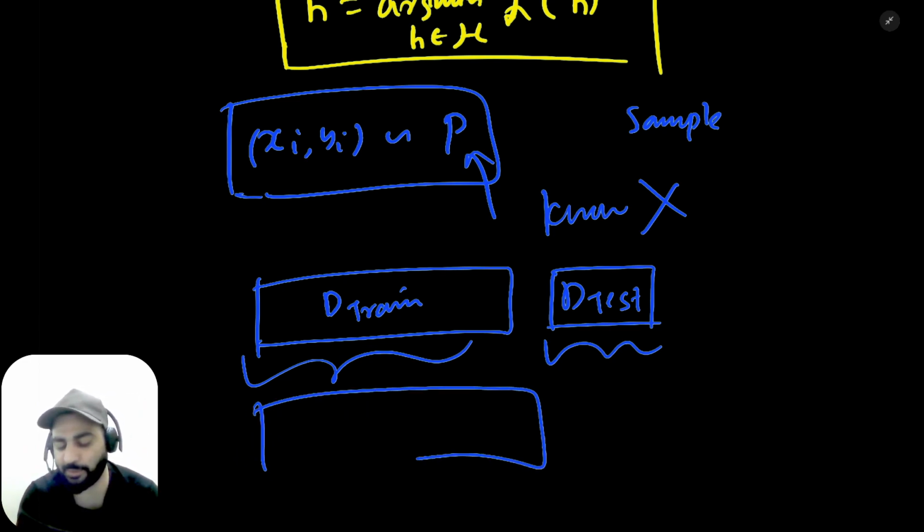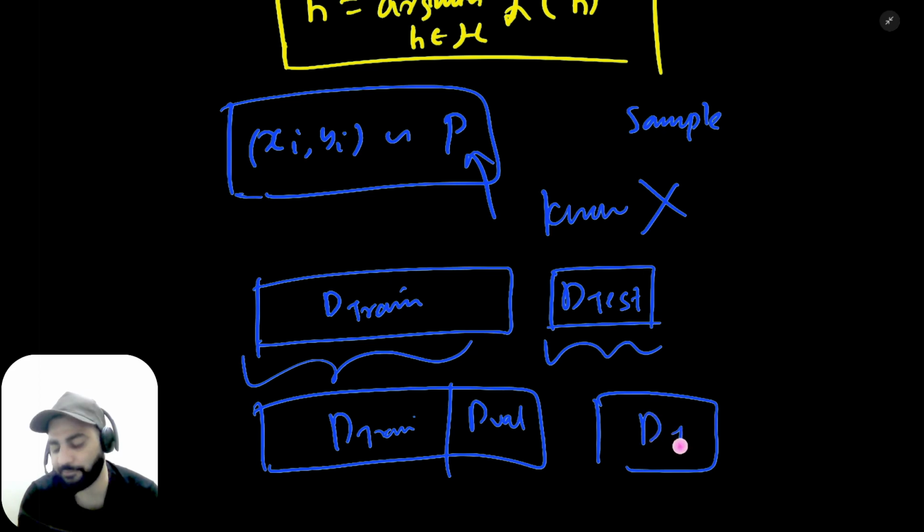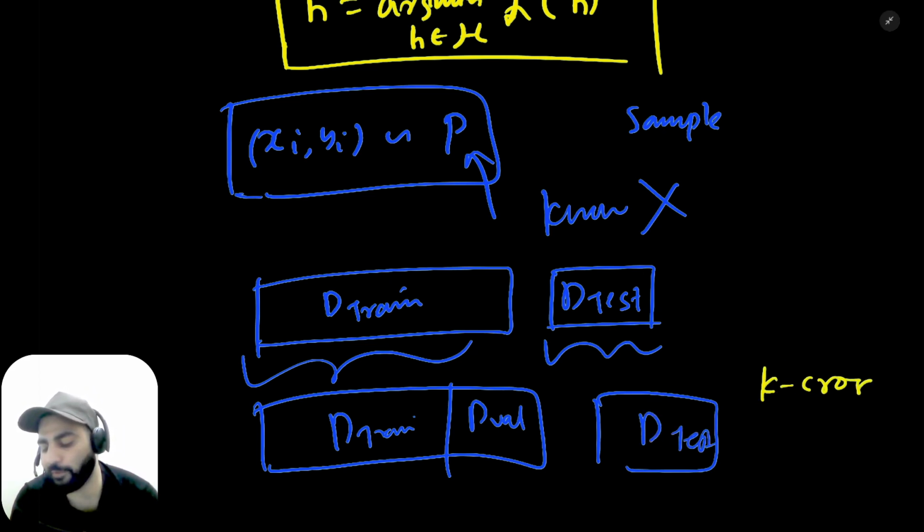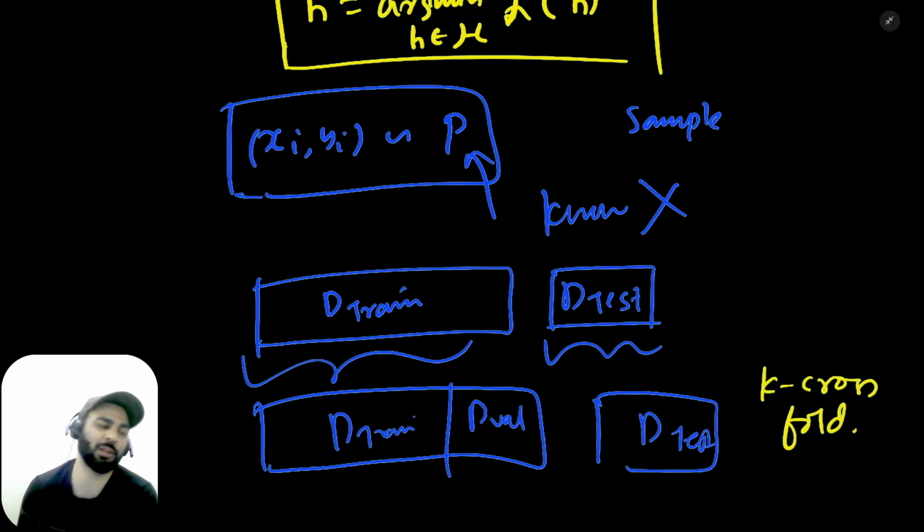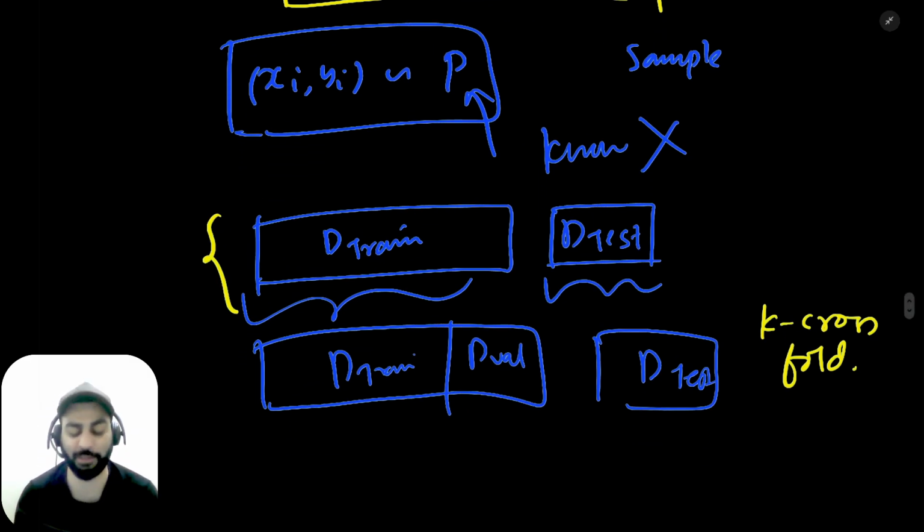So you will also split this Dtrain into two. So you'll say Dtrain and Dvalidation, and then you will have this Dtest. We'll read about something called k-fold cross validation. We'll read about all of these things, how to split data and how to train this data and things like that. And even this is a huge problem, like how to split the data.